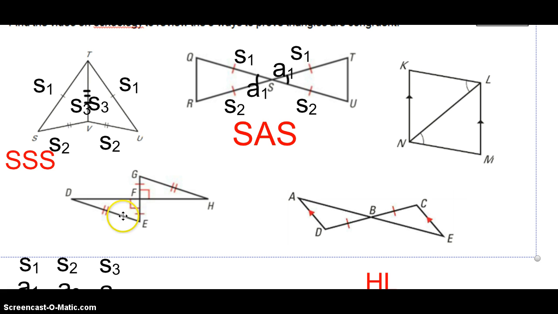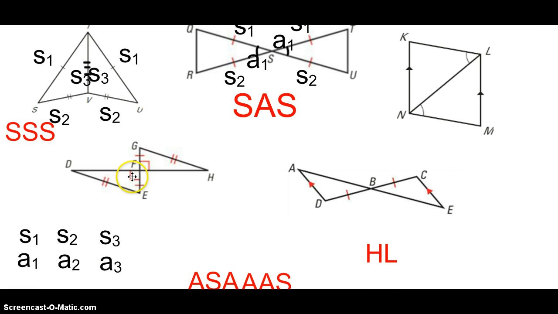Let's go down to the bottom left triangle. We've got a right triangle. Now, I don't want you to assume that anytime you have a right triangle, it's HL. But it is a good spot to start. Start with HL when you see a right triangle, and then see if you have enough information. If you don't, then try something else. But in this situation, you'll see we do have enough information.